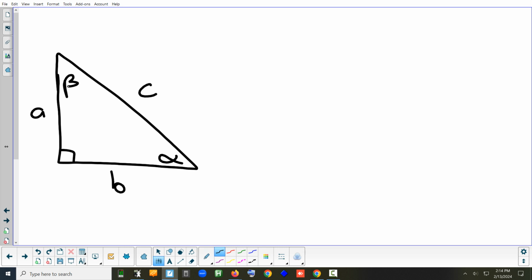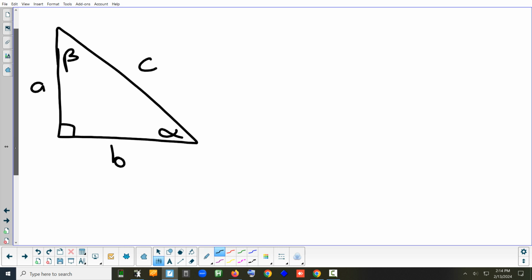Capital alpha just looks like an English A. That one is the lowercase letter for beta. Capital beta looks like a capital B in English. Lowercase alpha doesn't look like an A, it looks like that. Some people may make it a little bit different, but it looks like that.